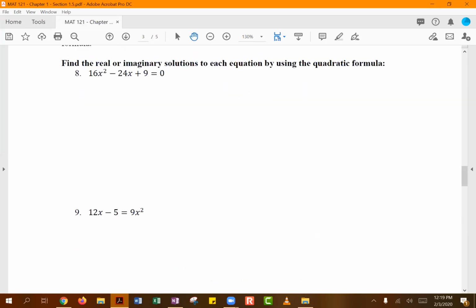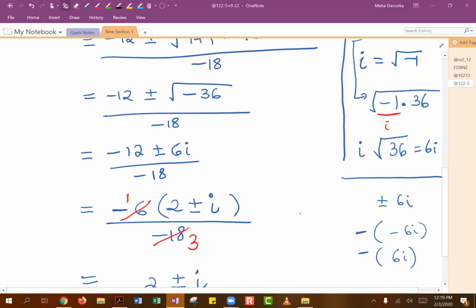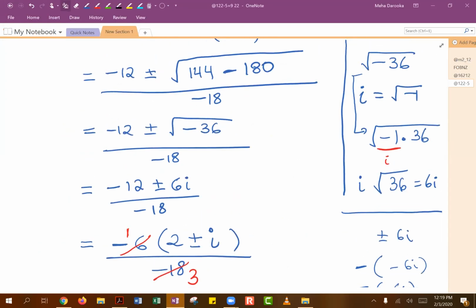So b squared minus 4ac is actually what helps you decide if you're going to get 2 real numbers, 2 imaginary numbers, or 1 real number. So the idea is if inside the radical, this value comes out to be positive, you are going to get 2 real numbers. If inside the radical, this value comes out to be negative, which is what happened in this example, right? You had negative 36 inside the square root. That's why we got 2 imaginary. If this is a positive value here, you get 2 real numbers.